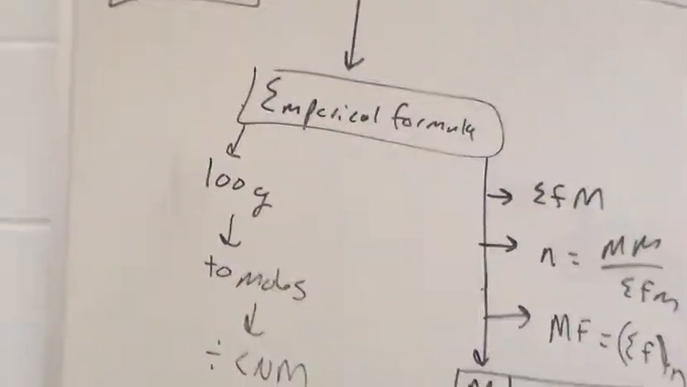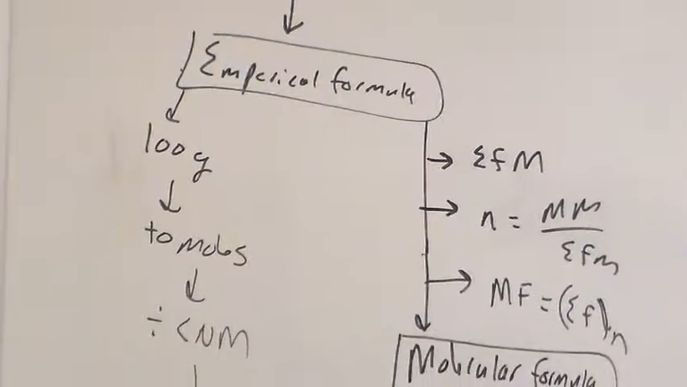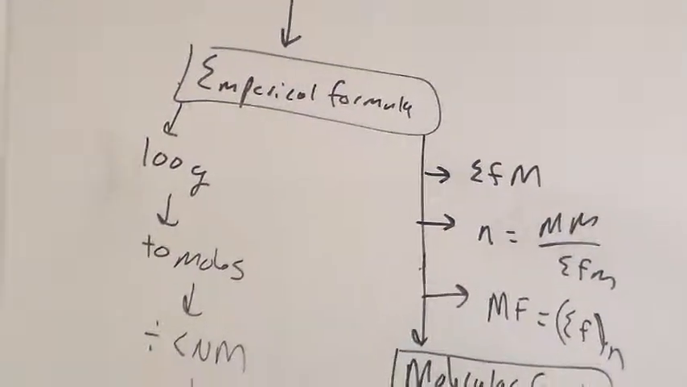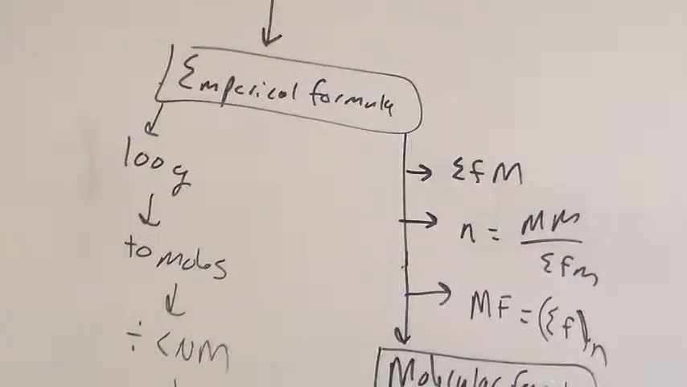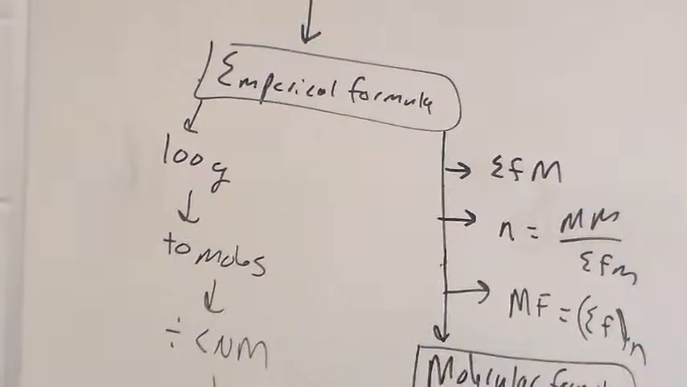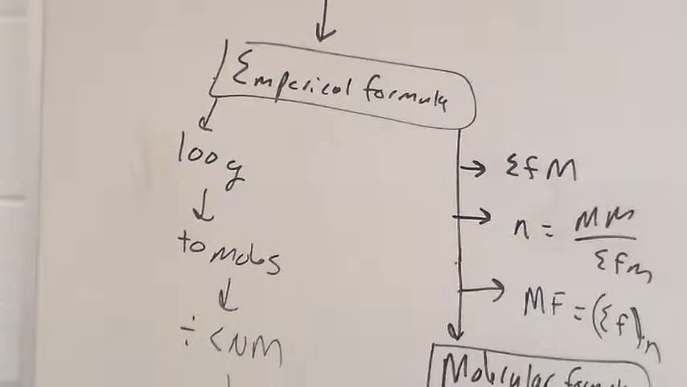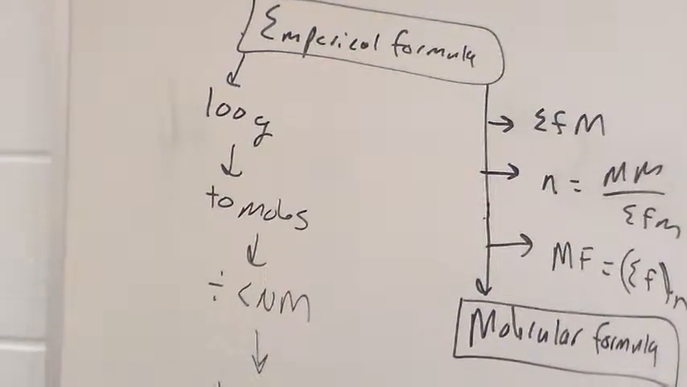From there, we worked on calculating empirical formulas, in which we are given percent composition. The first step is to assume 100 grams to get the mass. The next step is convert to moles.